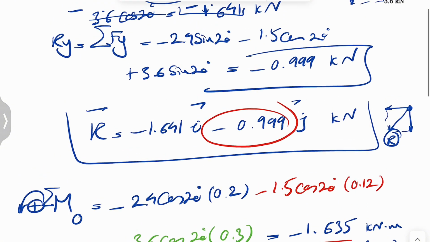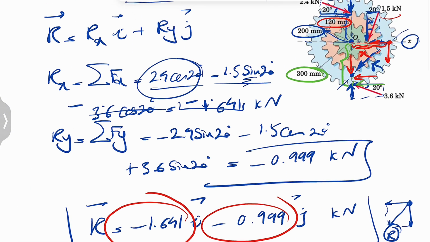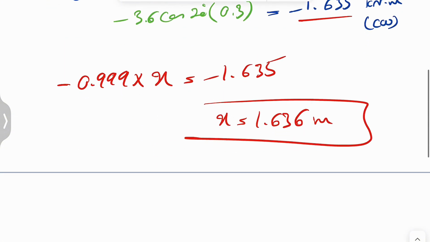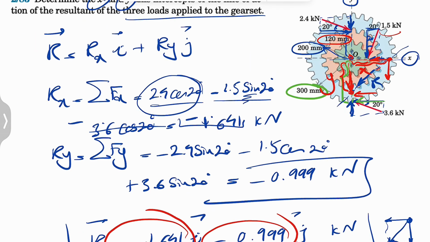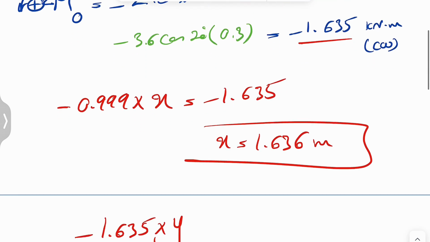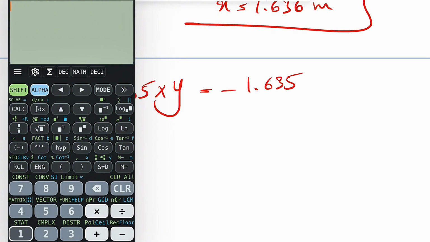And for the y-intercept, this time we're going to find the moment of the x component, because if we look at the y-intercept, the y component is going to pass through O, so no moment, but we have the moment of the x component. Again, the moment is negative 1.635 this time times y. We can call this distance here y. So this times y is going to give us negative 1.635. And let's see what we get.